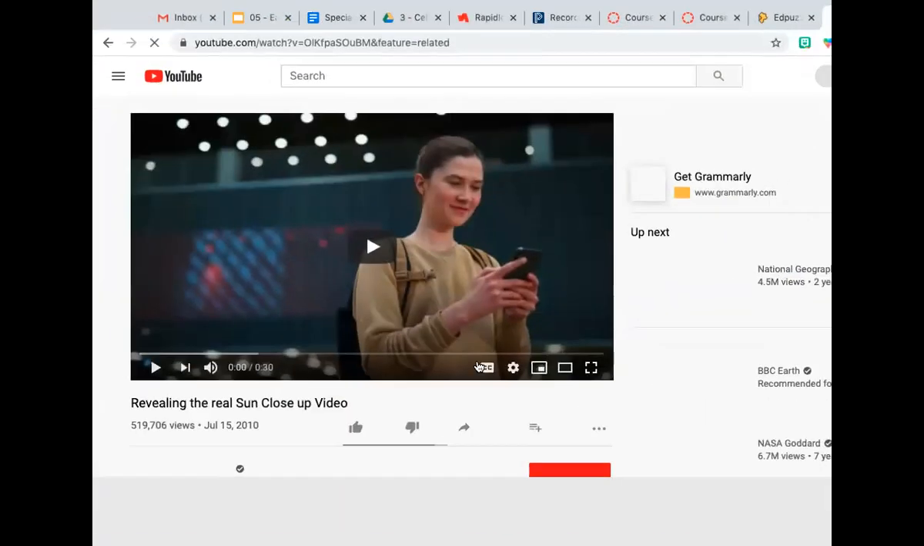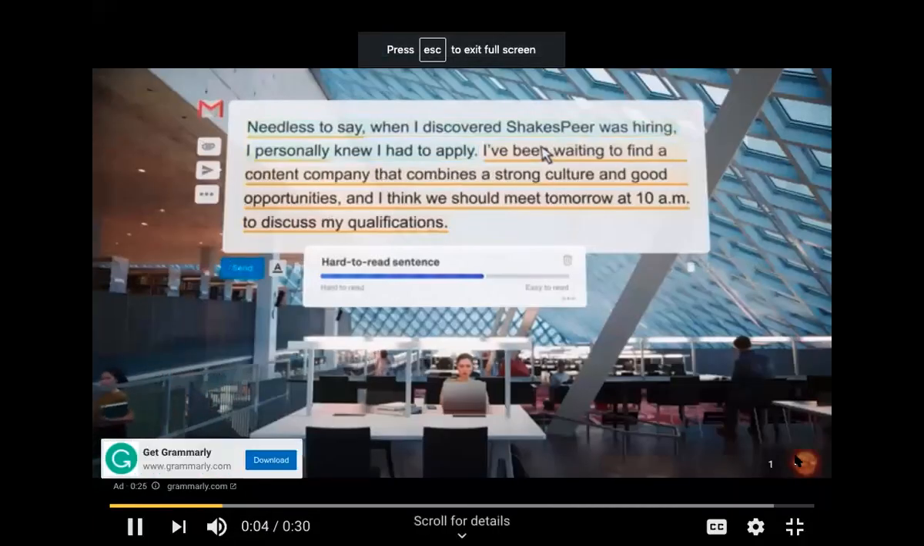Writing's not that easy, but Grammarly can help. This sentence is grammatically correct.